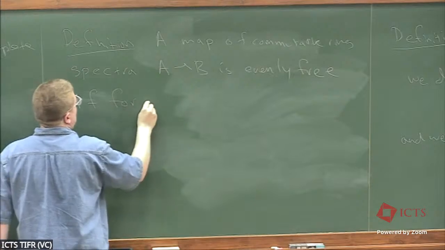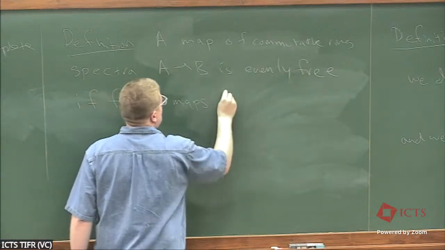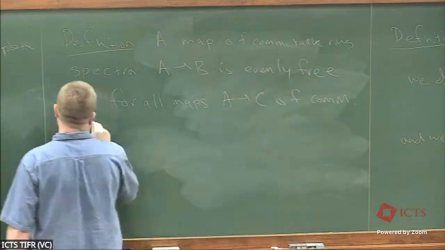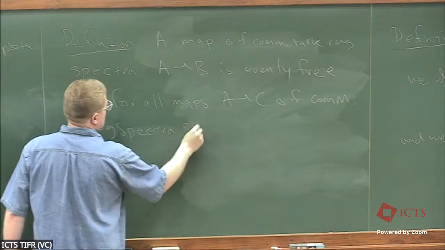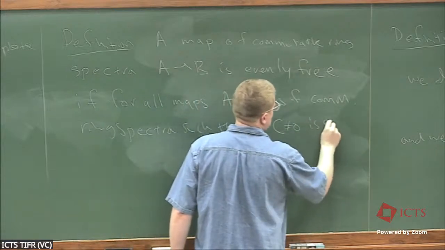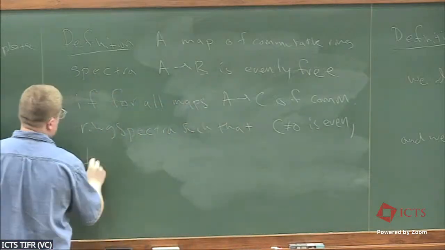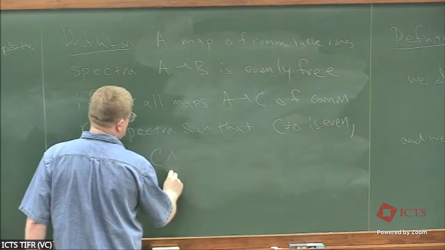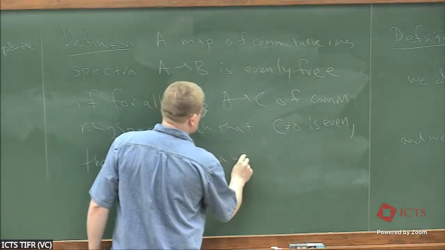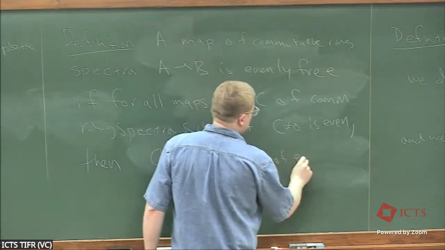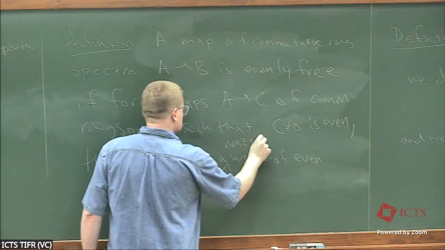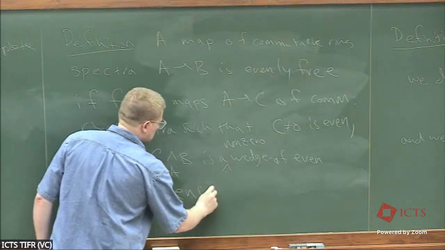if for all maps from A to C of commutative ring spectra such that C is not equal to 0 and it's even, then we can form C smash over A with B. And we ask that this is a wedge of even suspensions. So I should say it's a non-zero wedge of even suspensions of C.